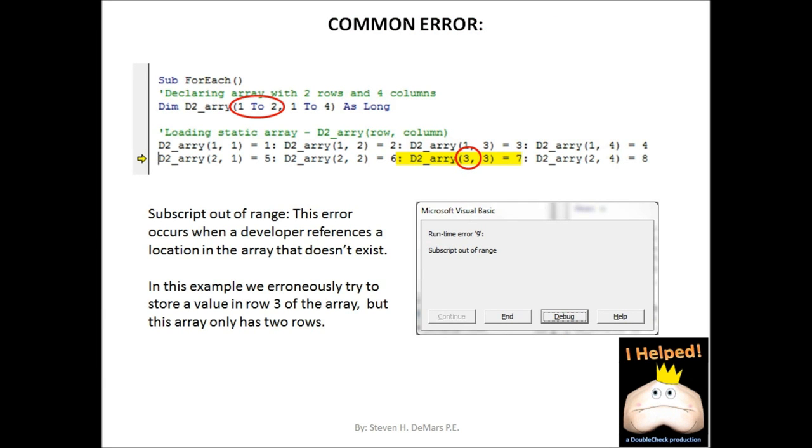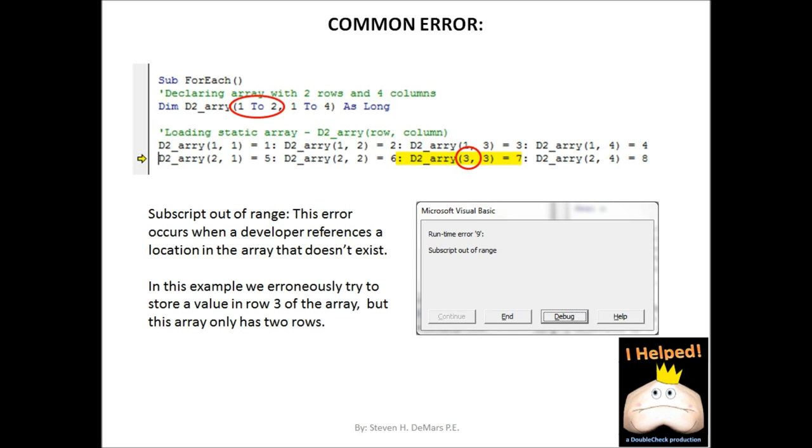Now we're going to look at a common error that developers come across when working with arrays. A subscript out of range error occurs when our code tries to reference a location within an array that doesn't exist. So in this example, we have a two-dimensional array. You can think of this array as having 2 rows and 4 columns.